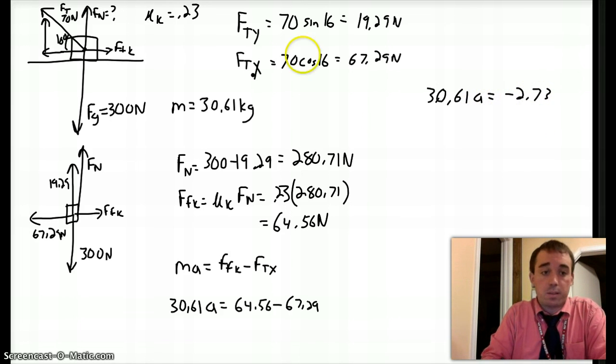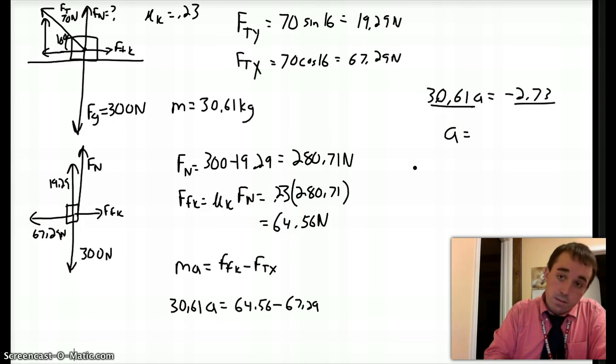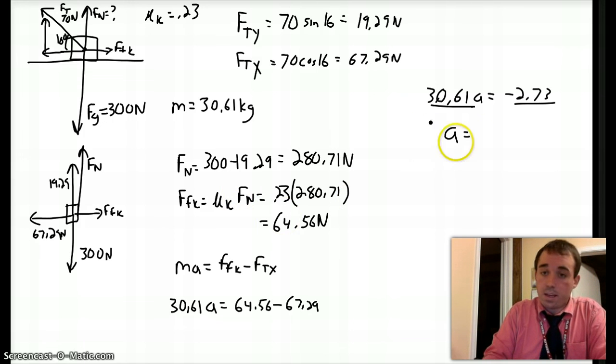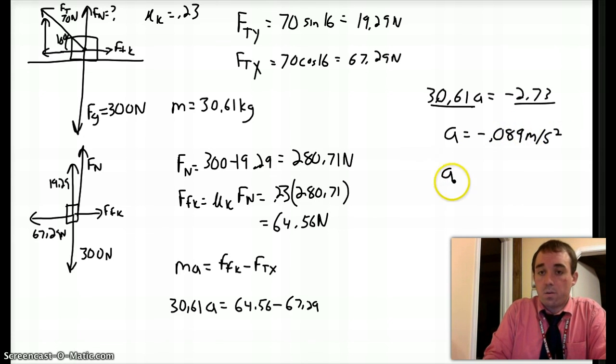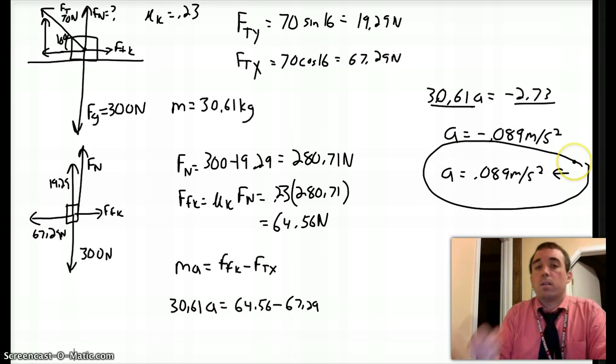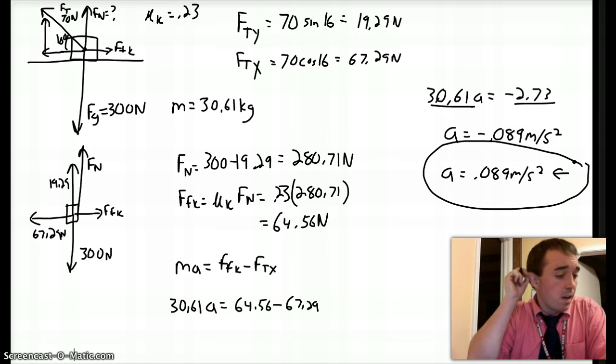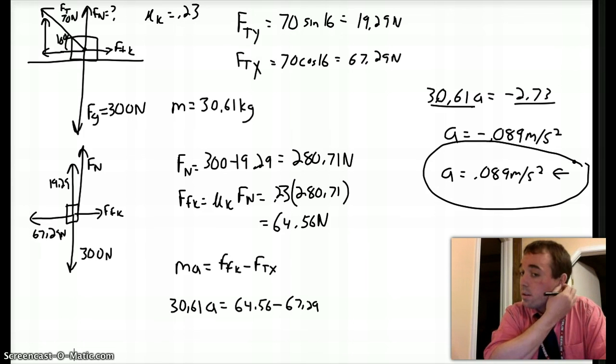We expect it to be negative because it's moving to the left. Divide by 30.61. I won't write that step out, but you know to do it. You're going to get an acceleration, a small one, of negative 0.089 meters per second squared, or 0.089 meters per second squared to the left. Either way. Perfect. Alright, I think I will finish the next question on a final screencast. So, good job.